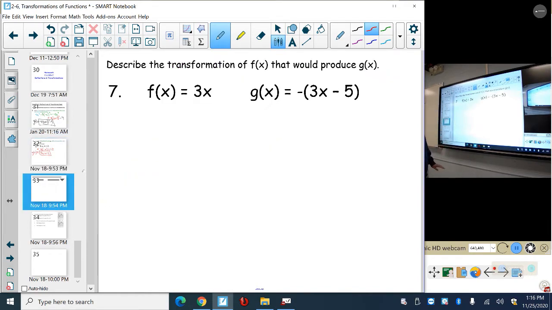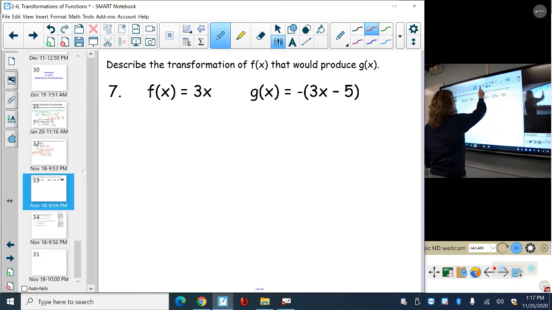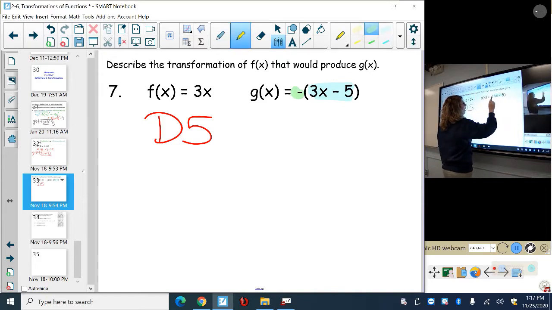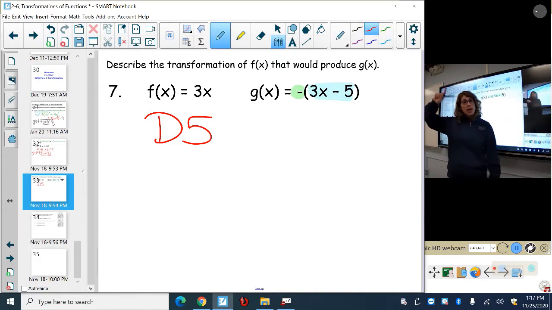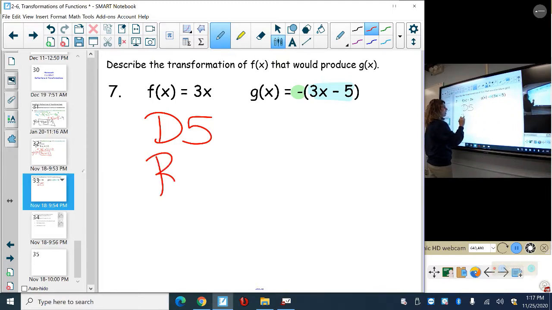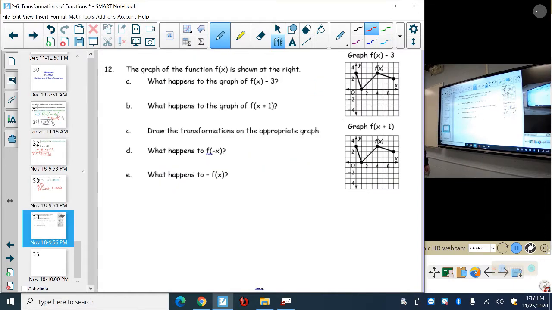Okay? Number 7, describe the transformation of f of x that would produce g of x. Okay, so we work from the inside out. So if I'm working from the inside out, what did we do first? We went down 5 units. Then we work on the outside. When the negative is on the outside impacting the entire thing, that means it is a reflection over the x-axis.